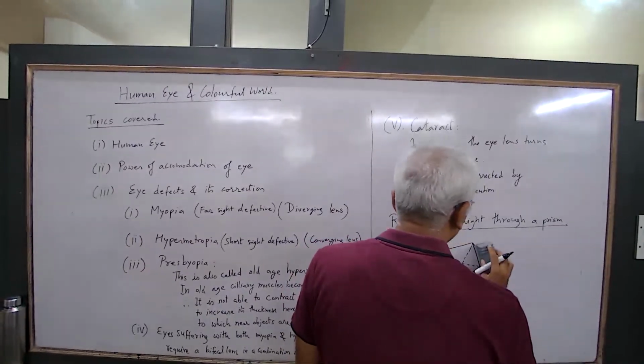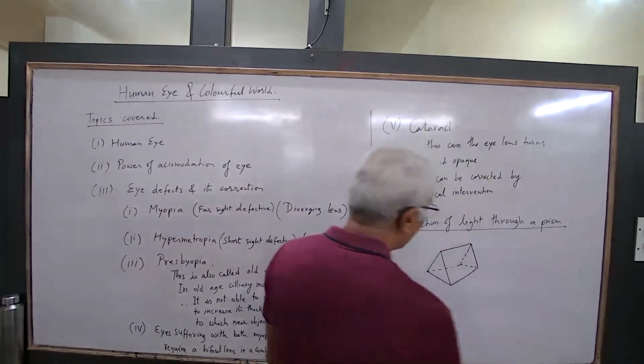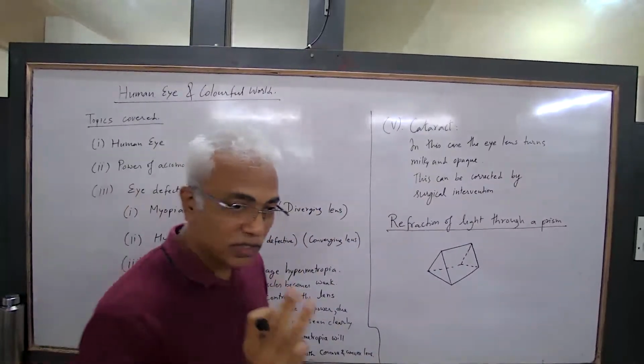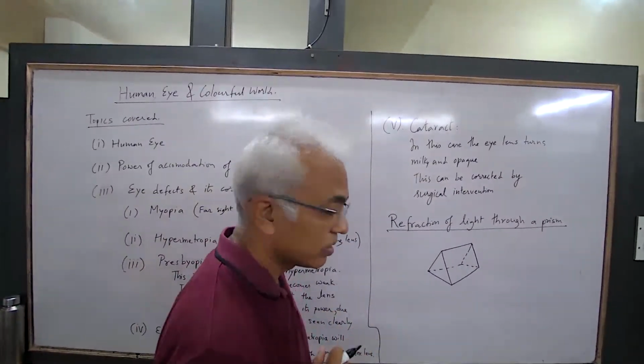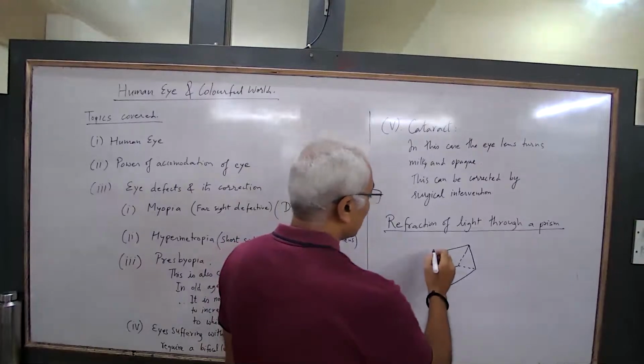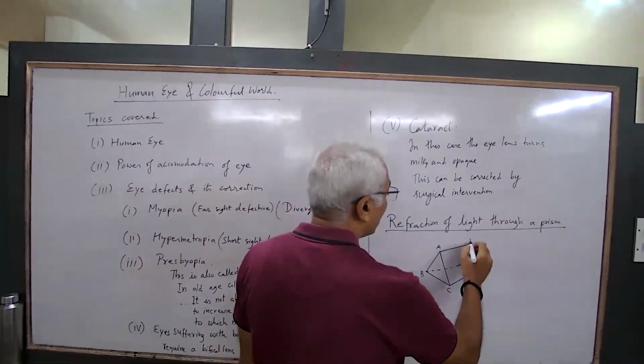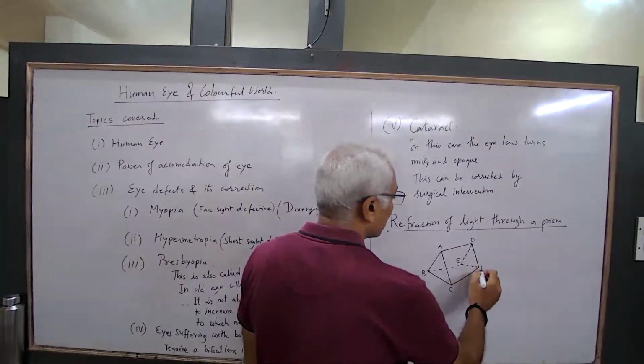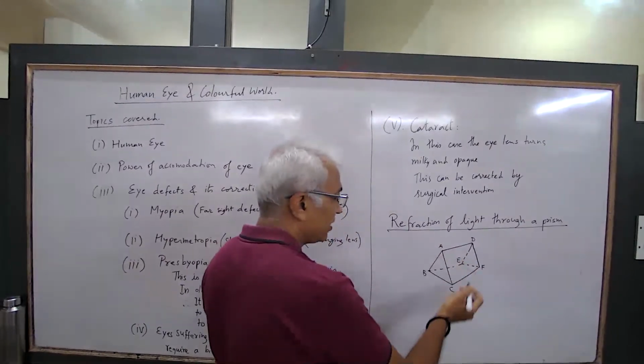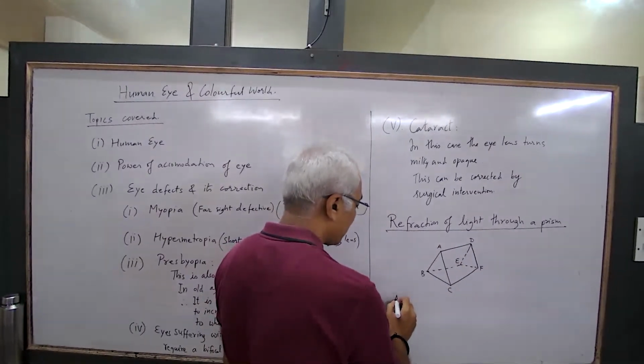This kind of an object. So it has 3 rectangular surfaces and 2 triangular surfaces. So let's call it ABC and DEF. ABC and DEF are the 2 triangular surfaces.